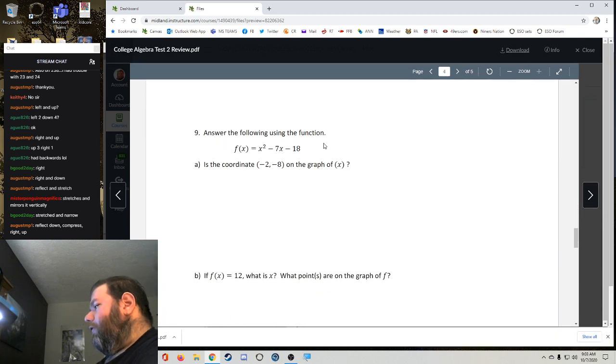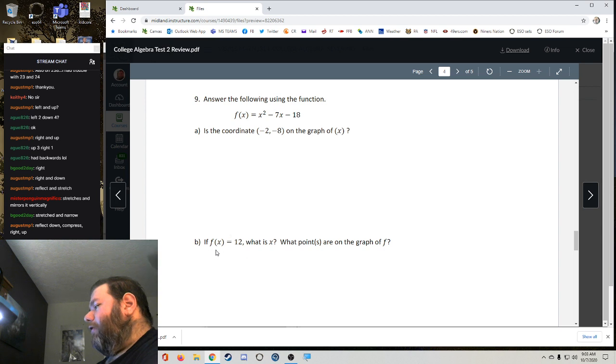Okay, so here's a function, and we want to answer the following questions. Is the coordinate negative 2, negative 8 on the graph of, well, that should be an f of x there, I'm sorry about that. And so we know that we can test that by plugging in negative 2 for x, calculating the function value, and seeing if it's equal to negative 8 or not. And then it's basically a yes or no question from there.